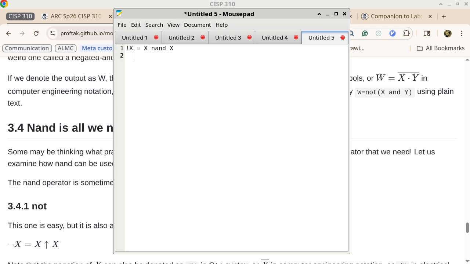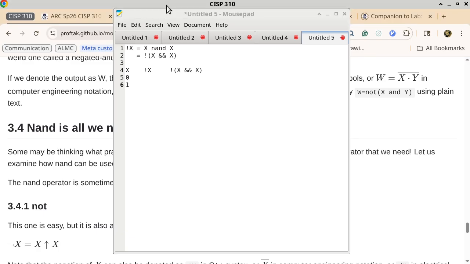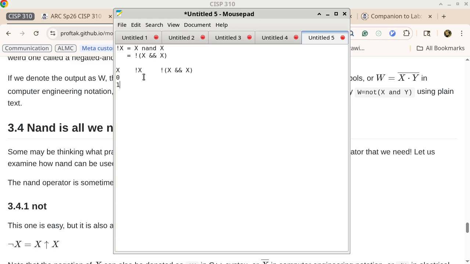Now the first thing we need to do is to expand NAND, so that if we just use the usual operators in C++, it becomes this. Once we have this, we can use a truth table. The truth table is going to have x as one column, the negation of x as one column, and then the negation of x and x as another column. Since we only have one Boolean variable, it can only be false or true.